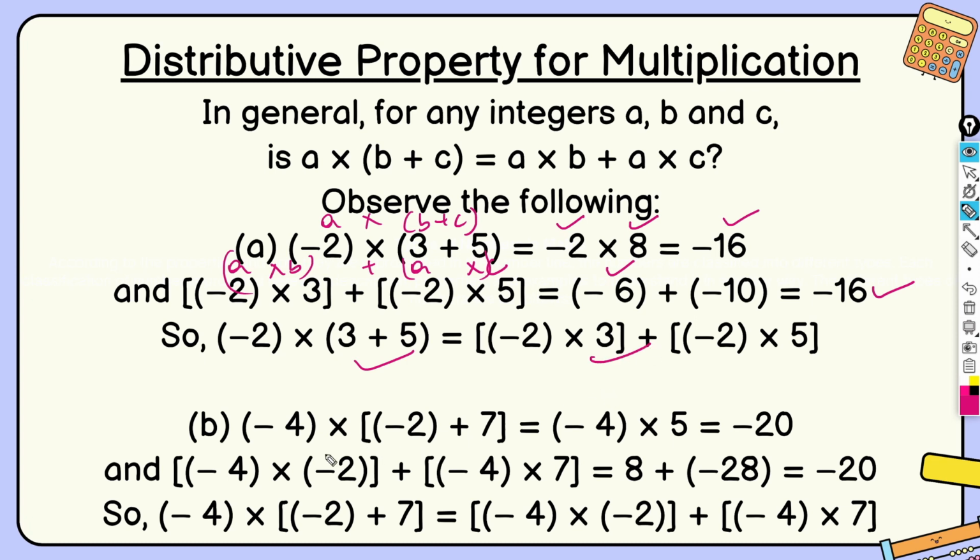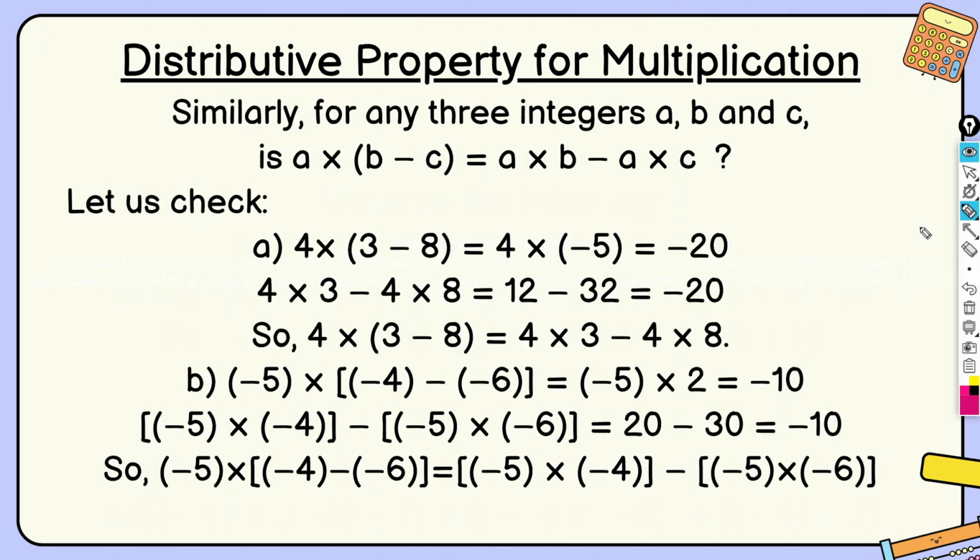We will take example 2 also. Here let this be a and let this be b plus c. So this becomes minus 4 into minus 2 plus 7 is 5. Minus 4 into 5 is minus 20. And this is a into b plus a into c after applying the distributive property. So this becomes 4 into 2 is 8, minus into minus is plus. And here 4 into 7 is 28 and minus into plus is minus. So minus 28 plus 8 is minus 20. In both cases, the result is minus 20. So we can say that integers follow the distributive property.